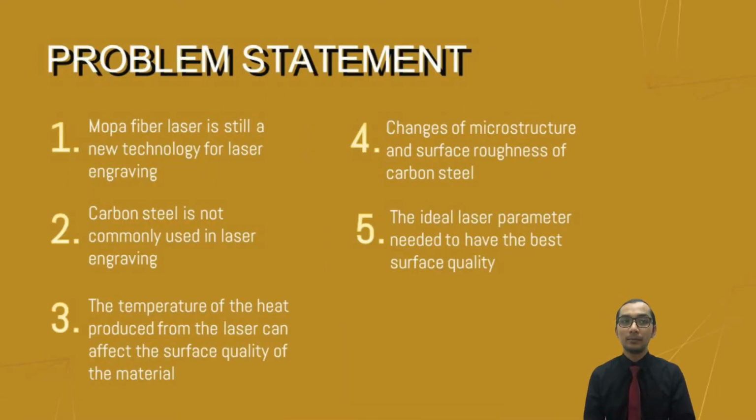Next is the problem statement. The first one is that MOPA fiber laser is still a new technology for laser engraving. Next, carbon steel is not commonly used in laser engraving. And the effect of laser engraving on the laser cleaned surface of low carbon steel is still unknown. Then the temperature of the heat produced from the laser, especially at higher power or lower pulse frequency, can affect the surface quality of the material. Then the changes of microstructure and surface roughness of carbon steel are determined by the laser parameters we need to identify.